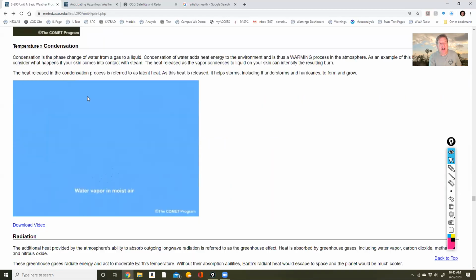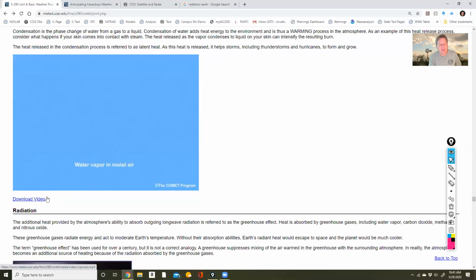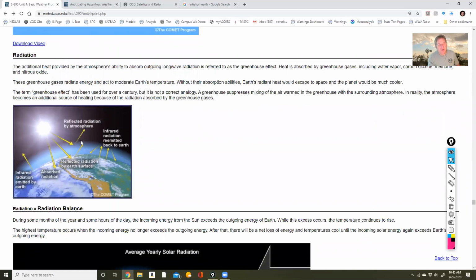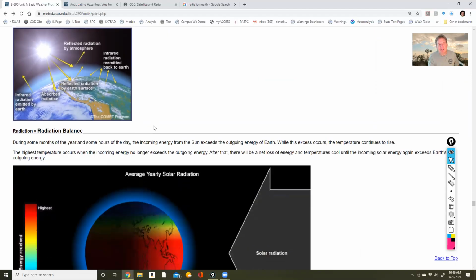We're going to get to that later on. Condensation, water vapor turns into liquid. See, I'm not supposed to see this. So look at this. Radiation, right? We have absorption, emission, and reflection. Those are what happens.